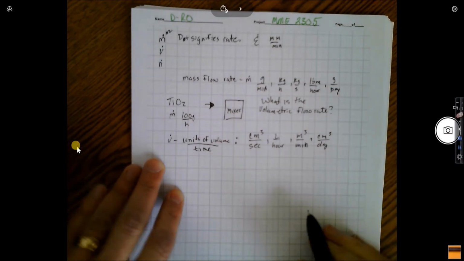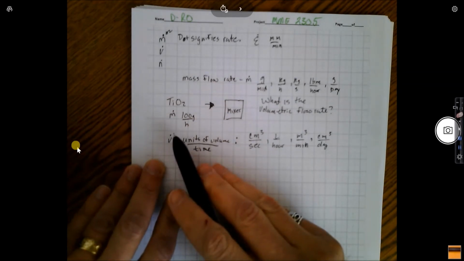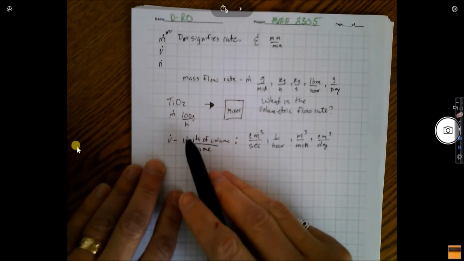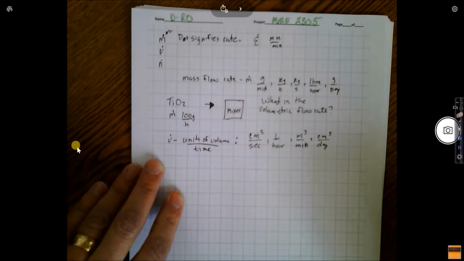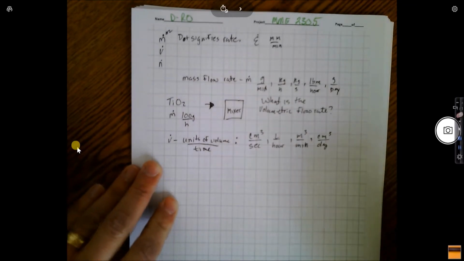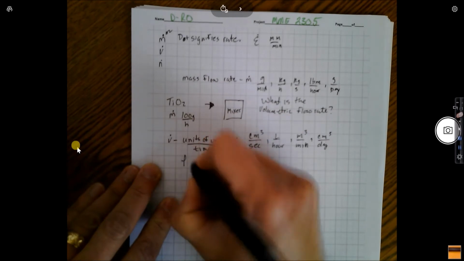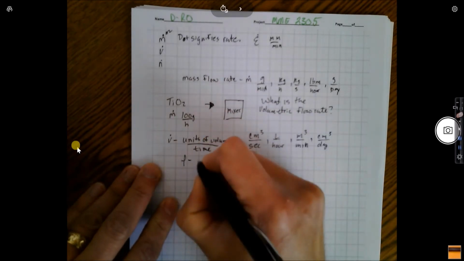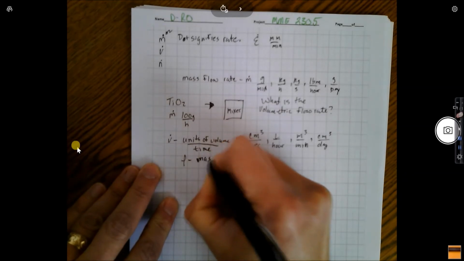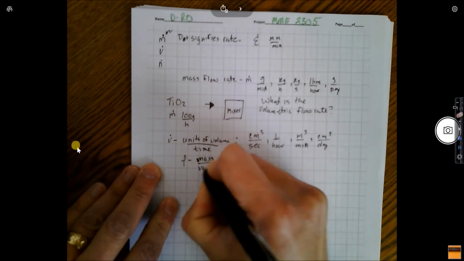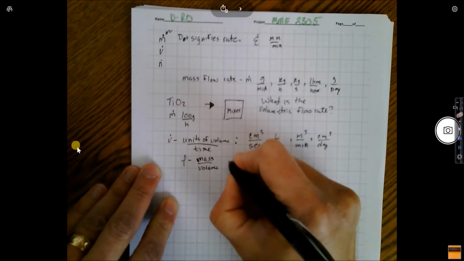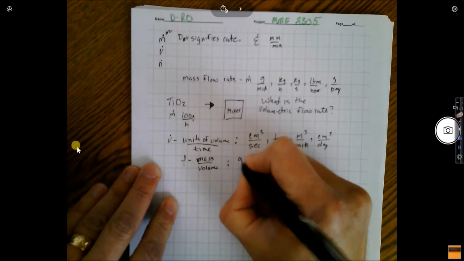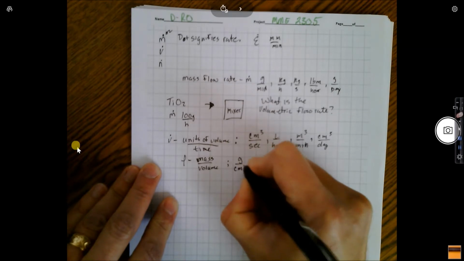So we want to get from mass flow rate, which is units of mass per unit of time, to volumetric flow rate, which is units of volume over unit of time. It just so happens the material property of density can be used as a conversion factor, because density is mass over volume. An example unit of density is grams per centimeter cubed.